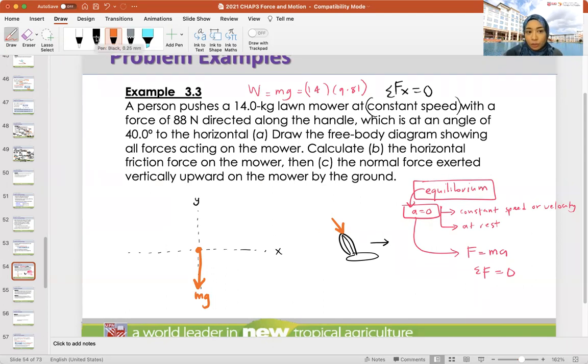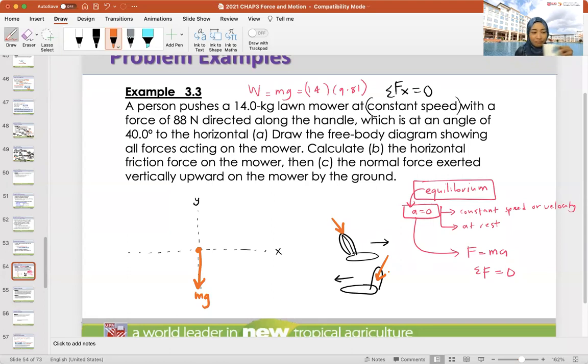So another question that can arise is, boleh ke lawnmower ni being pushed to the left? Yes, the answer is yes. So what if the lawnmower is being pushed to the left? Therefore the motion is to the left and the force will be directed along here. So which one should I choose? Kalau tengok soalan ni, which one should I choose? Kasih masa untuk berfikir sikit.